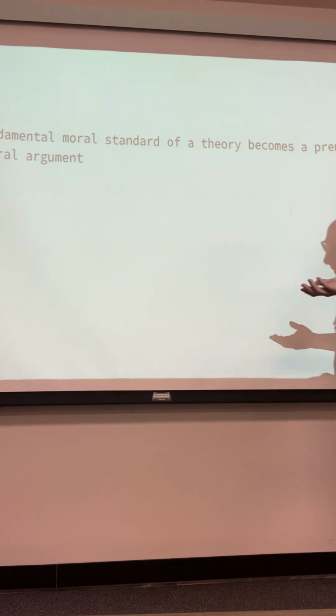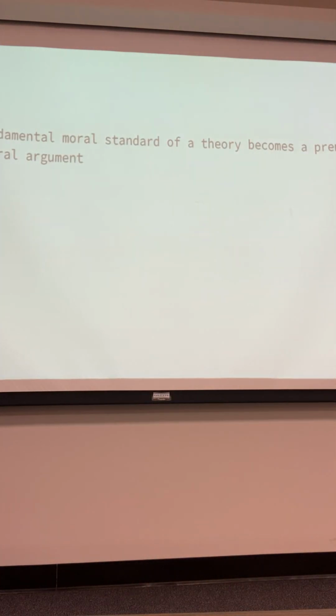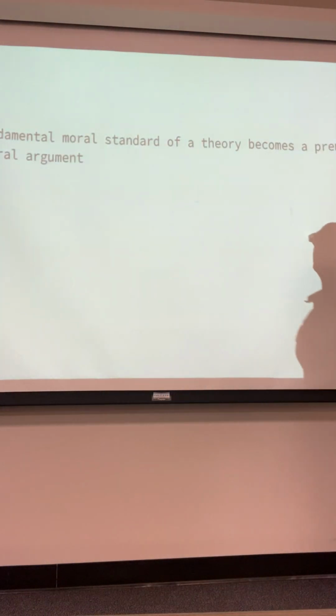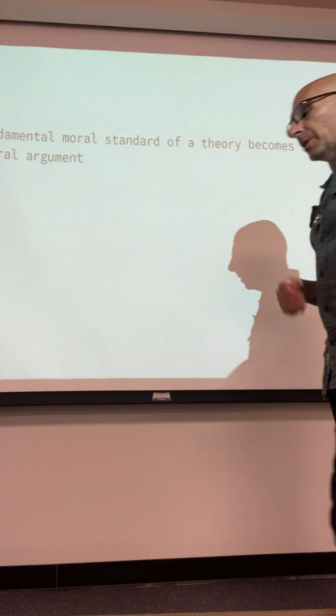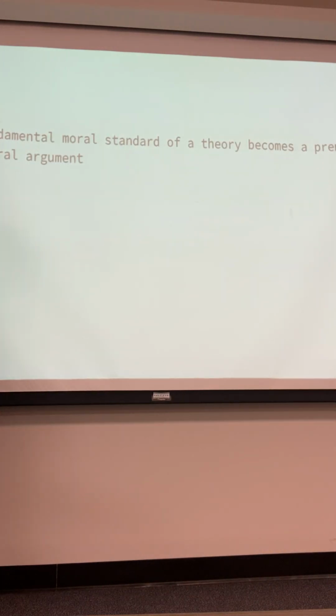An example would be, I hate to use something as mundane as stepping on a toe, but a fundamental moral standard of a theory would be that it is wrong to cause someone pain. Right? This becomes a premise in an argument. Therefore, every time you see that someone's causing someone else pain, you can appeal to this to say it is wrong to do so. See how that works?